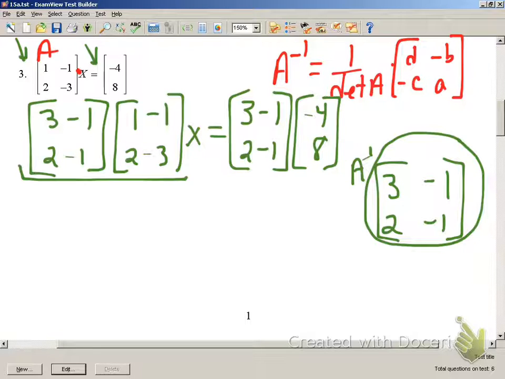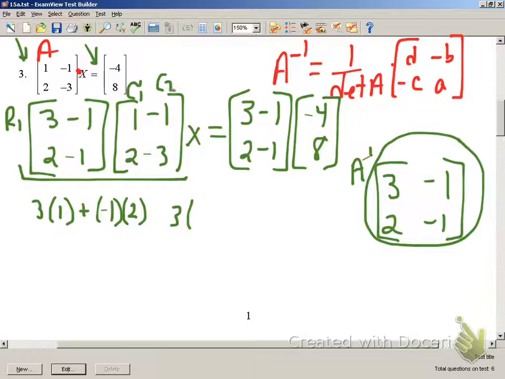So 3 times 1 plus -1 times -1. That's our first entry. Oh, I'm multiplied by the wrong one, sorry. It should be -1 times 2. Row 1 times column 1. Then I'm going to say row 1 times column 2. So 3 times negative 1 plus negative 1 times the negative 3.